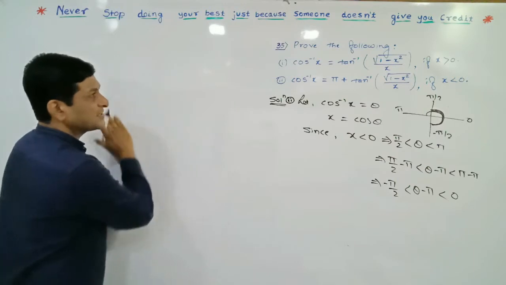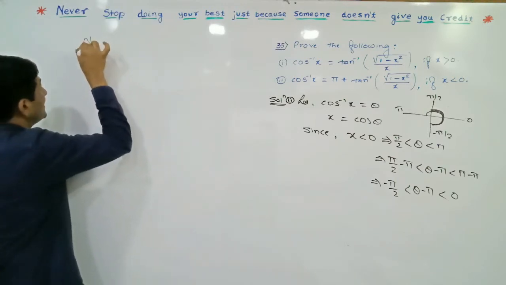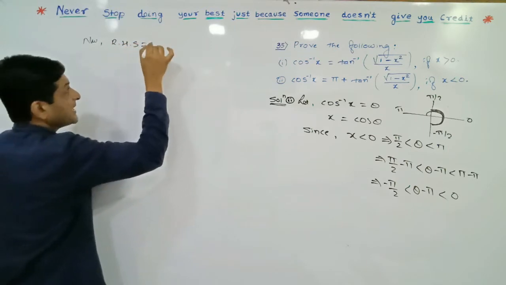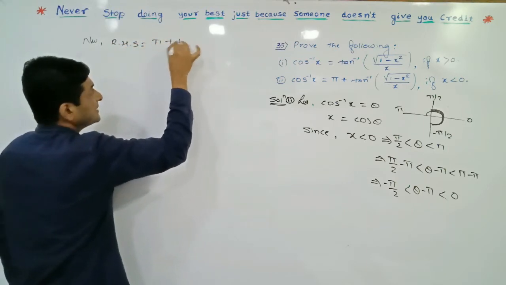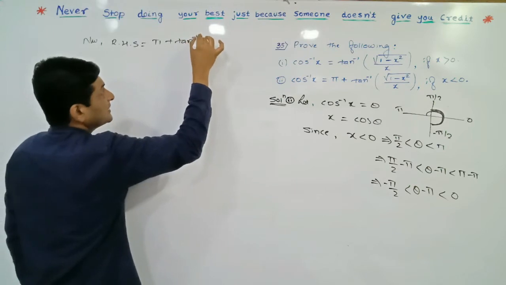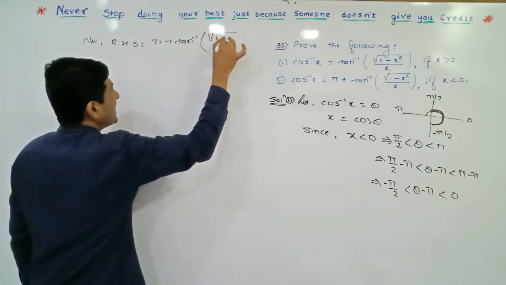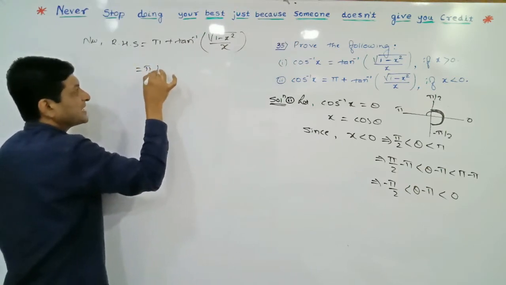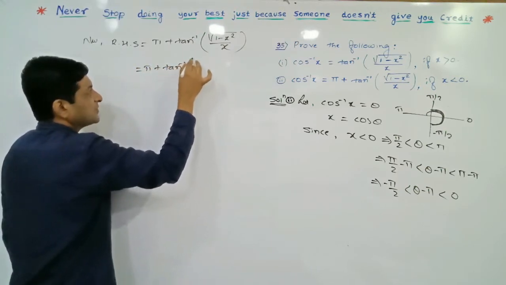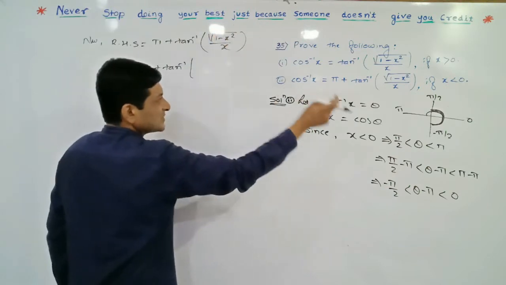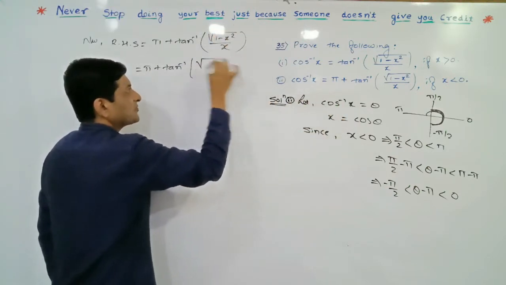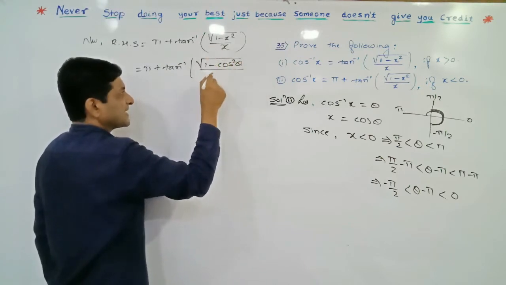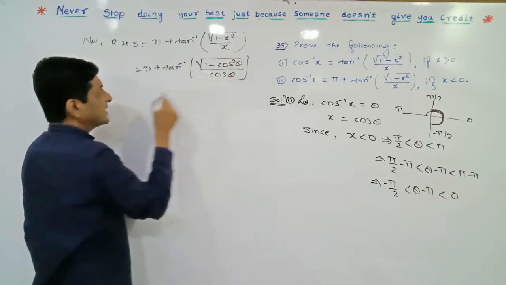So consider the right hand side. What is the right hand side? Pi plus tan inverse of under root 1 minus x square upon x. So this is equal to pi, keep it as it is, plus tan inverse of, I am replacing x by its value cos theta. So what will we get in the numerator? 1 minus cos square theta. Here also replace x by cos theta. So let us simplify it.